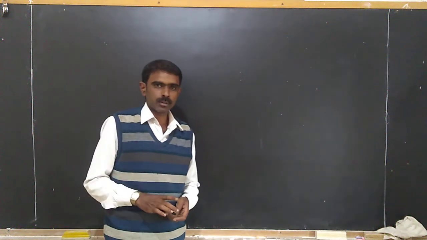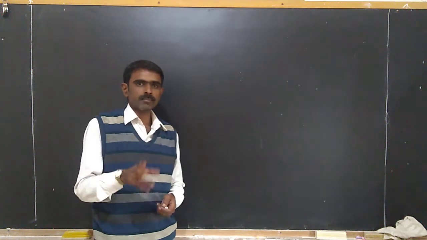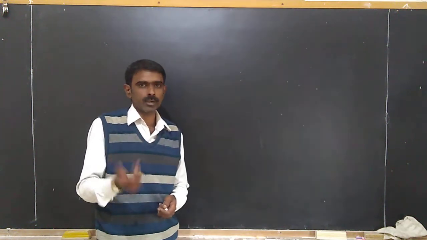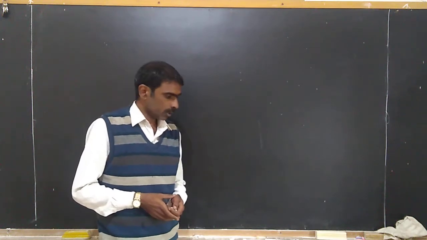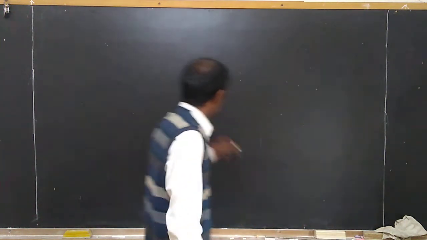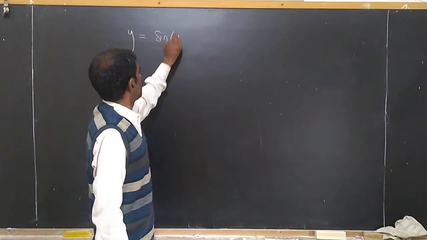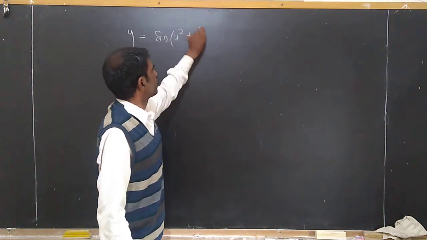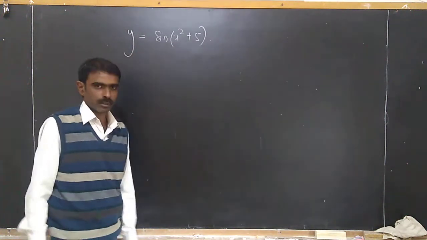Good morning, students. In this lecture we are going to continue with the examples based on composite functions, differentiation of composite functions. So let me consider the function given by y is equal to sine of x square plus 5. This is the first example. This happens to be a composite function.